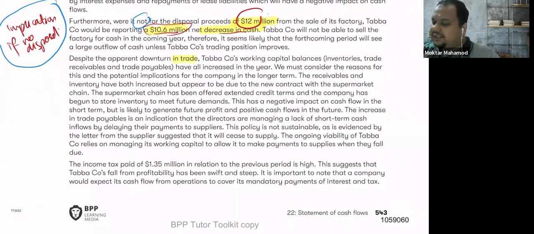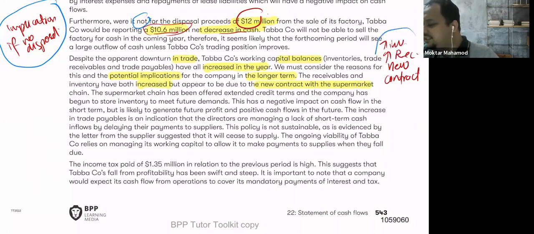Despite downturn in trade, working capital balance have increased in the year. Reason will be the company in the longer term, macam kita cakap tadi, receivable inventory both increase but appear to be new contract with the supermarket. Ini clear lah tadi. Yeah, the new contract about the increase in inventory and increase in receivables. But dia nak ready dengan new contract. This is positive statement. Okay. Dia boleh generate future profit and positive cash flow.